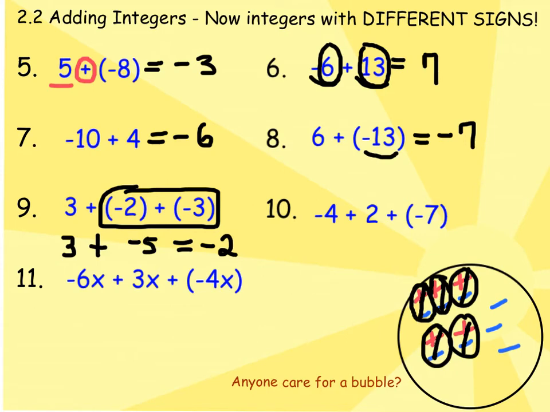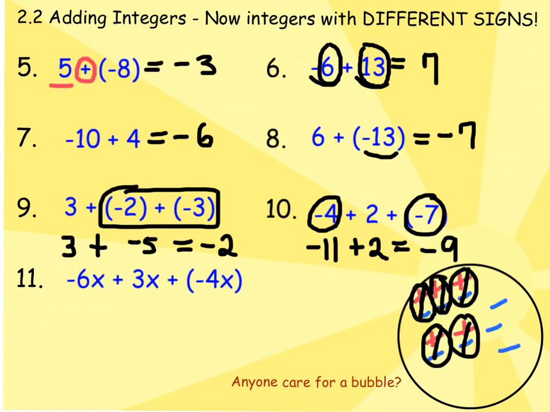Let's do the same thing with number 10. First, find the total number of negative signs. That would be 11. And then we also have a +2 here. So now I have more negatives than positives. And in fact, I have 9 more negatives than positives.